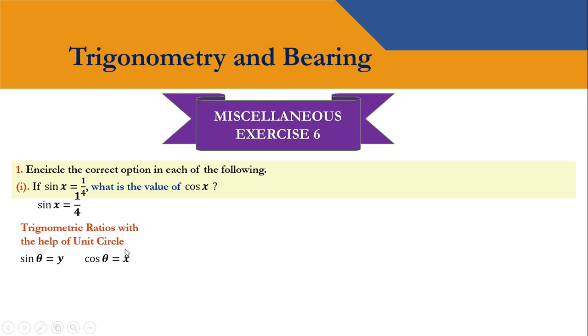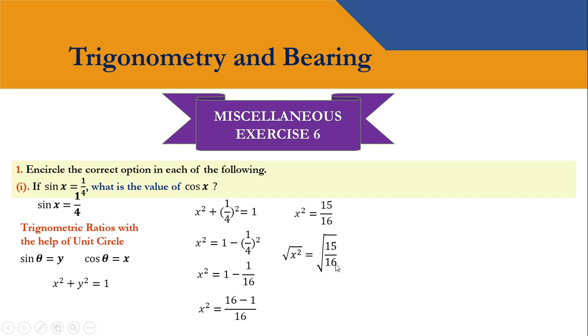So the equation of the unit circle is x square plus y square is equal to 1. So we can put the value of y here to find the value of x. In this way we can calculate the value of x. So this is the value of x, and we know that cos of theta is equal to the x value. So your correct answer will be option C.